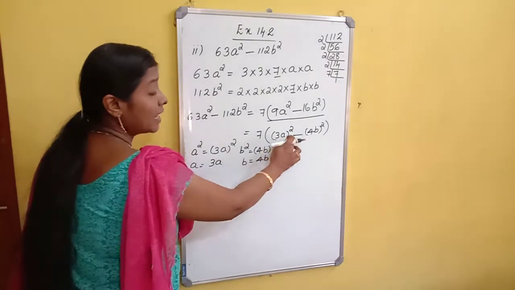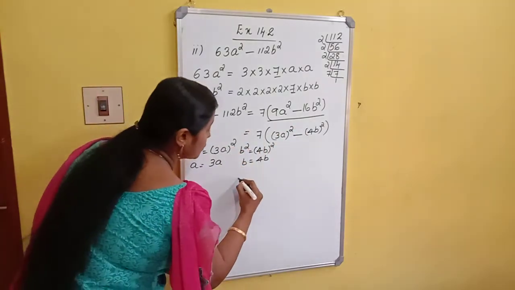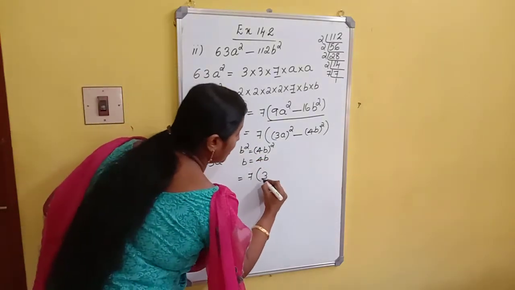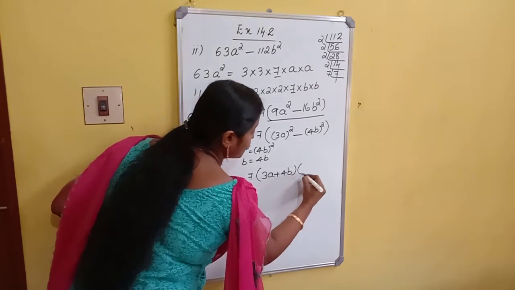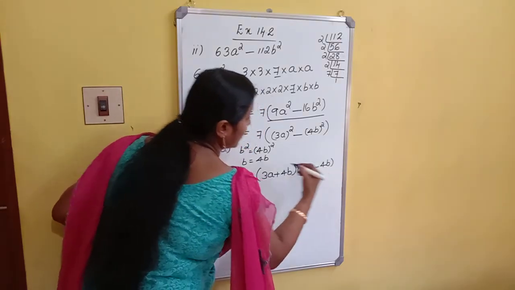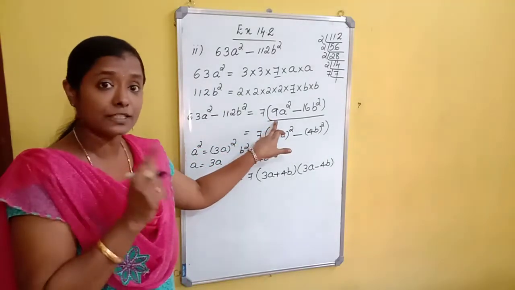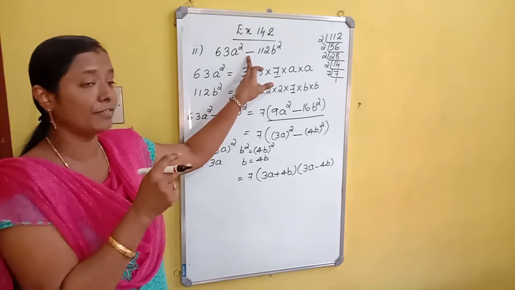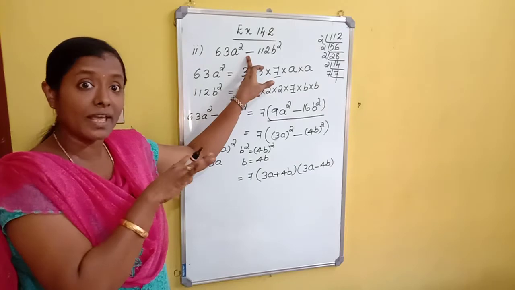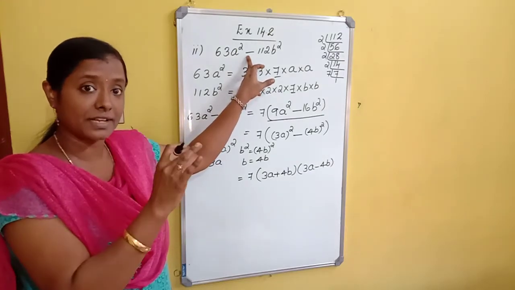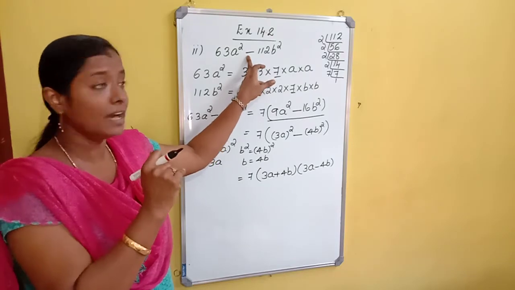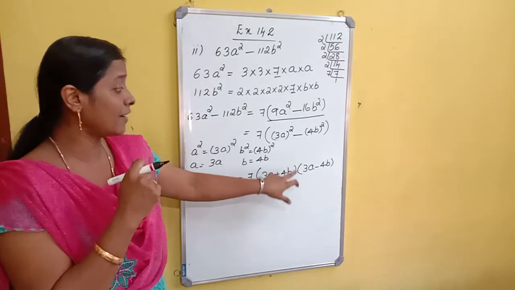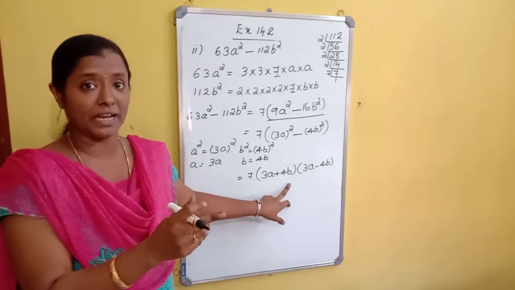Then we can apply here (a plus b) into (a minus b). So what will you get here? 7, a plus b, a means 3a, plus 4b. Okay, (3a plus 4b) into (3a minus 4b). Okay, here if we use a² minus b², the given algebraic expression is compared to the LHS part. After that, we get the factorization in the RHS part. That is, the factorization we get is the RHS part. Clear? That is a² minus b². So we compare to a² minus b². Then we get the factorization is what? (a plus b) into (a minus b). Clear?